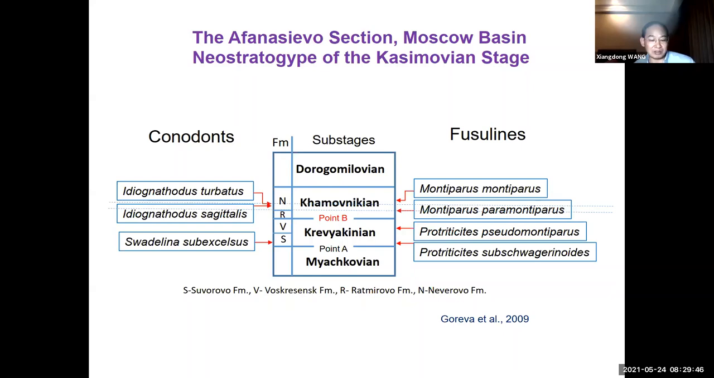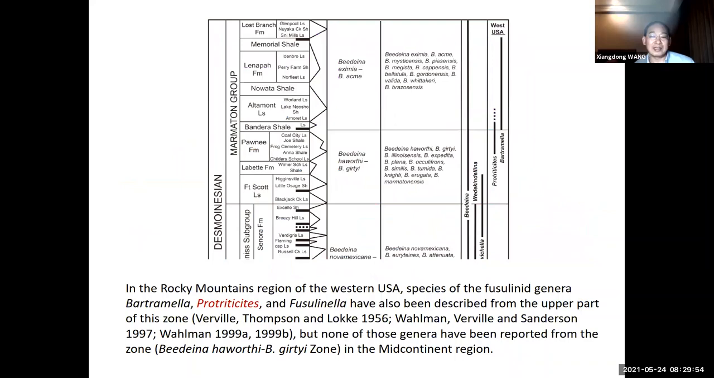And the next slide, please. Next. And I forgot to put the origin of this figure. This is by Barrick and Heckel, 2013, the Pennsylvanian to lower Permian fusulinid biostratigraphy of mid-continent America. And I would like to show the Protriticites in the mid-continent region of the USA. They have no Protriticites found. Only in the Rocky Mountain region of the Western United States do the Protriticites appear.